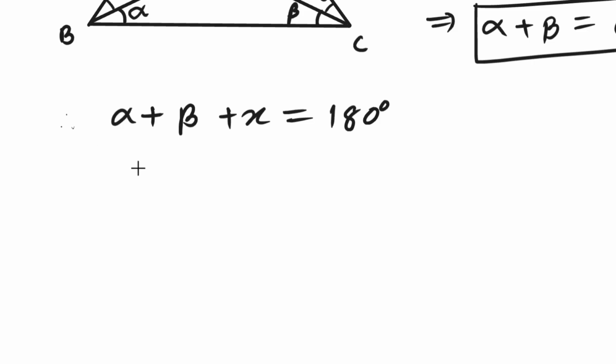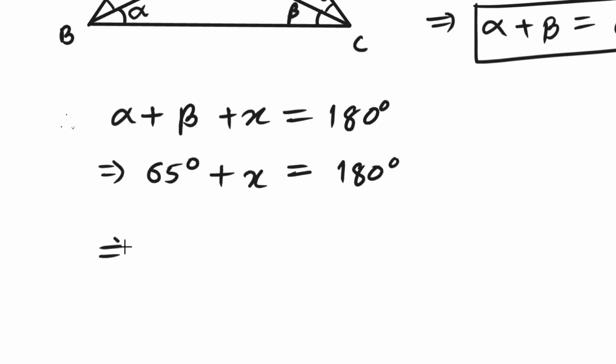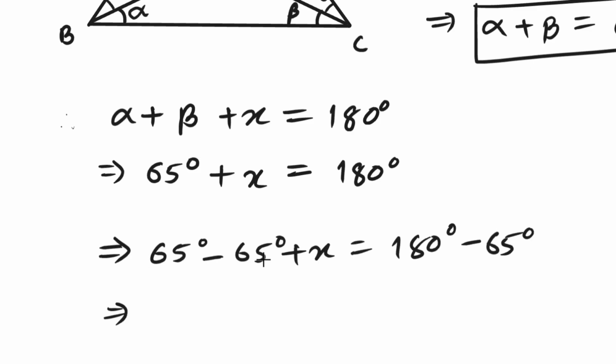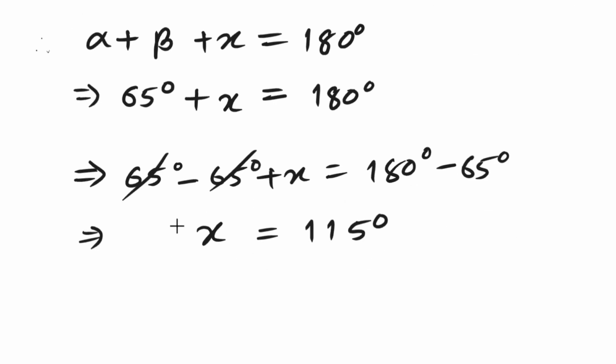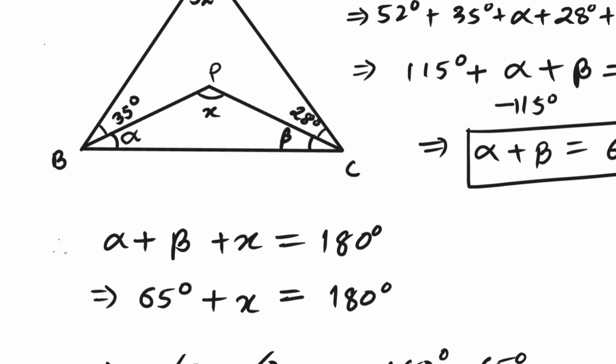Now we'll substitute that value into this equation. This gives us 65 degrees plus x equals 180 degrees. To isolate x, we subtract 65 degrees from both sides. On the left side, 65 degrees cancels out, leaving only x. On the right side, 180 degrees minus 65 degrees equals 115 degrees. Therefore, x equals 115 degrees.